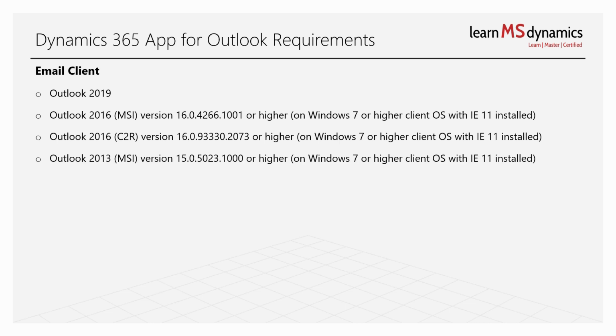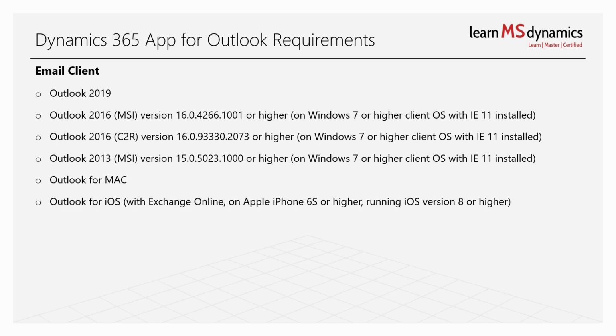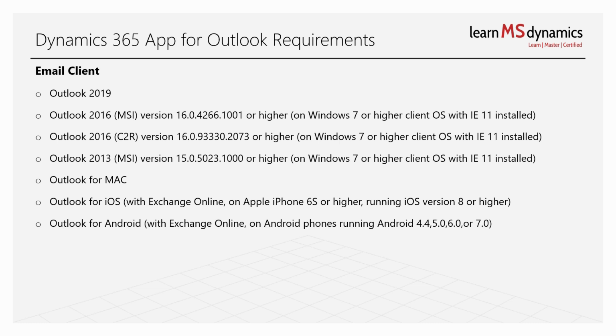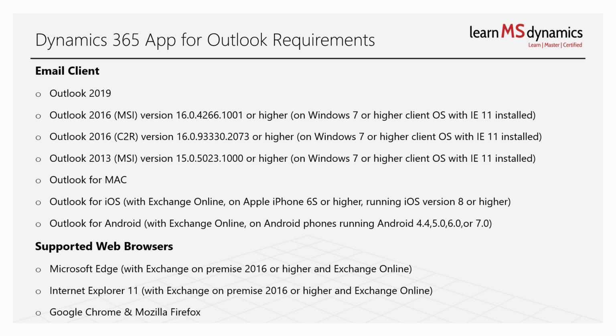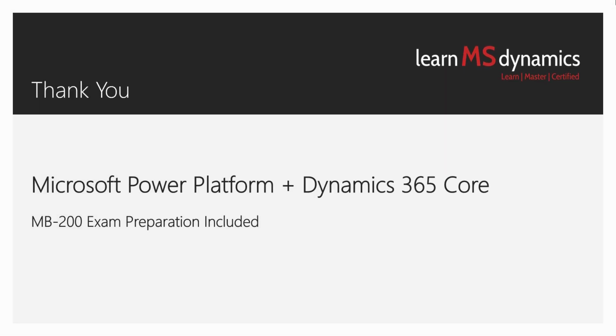16.933302073 or higher, with 2013 MSI version 15 or higher on a Windows 7 or higher client with IE 11 installed. It works with Outlook for Mac, Outlook for iOS with Exchange Online on Apple iPhone 6s or higher running iOS version 8 or higher, and for Android, running Android version 4.4, 5, 6 and 7. And the supported web browsers are Microsoft Edge with Exchange On-Premises 2016 or higher or Exchange Online, Internet Explorer 11 with Exchange On-Premises 2016 or higher and Exchange Online, and Google Chrome and Mozilla Firefox with the latest updates. So these are the requirements of Dynamics 365 app for Outlook.